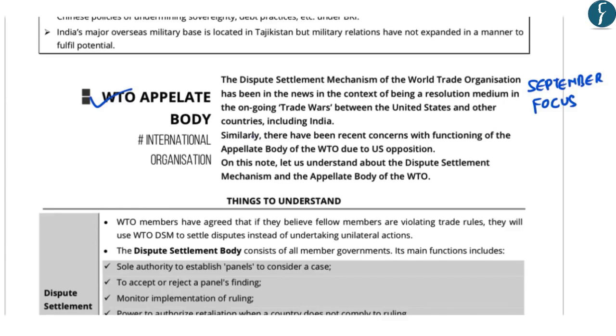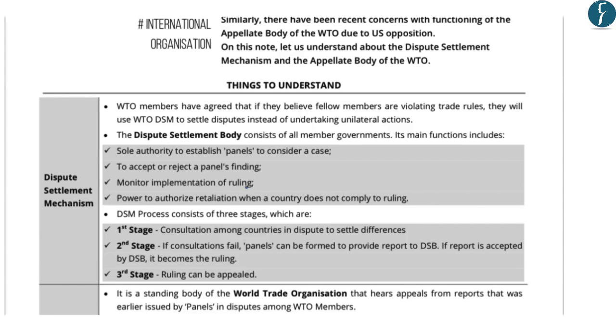Now, the issue of reform of WTO's appellate body has also been covered in the September edition of Focus. And regarding this, the Focus reads that the dispute settlement mechanism of WTO has been in news in the context of being a resolution medium in the ongoing trade wars between US and other countries, including India. And if you notice, the statement is similar to the context of the question of the mains examination. This section of the Focus also discussed the dispute settlement mechanism of WTO.